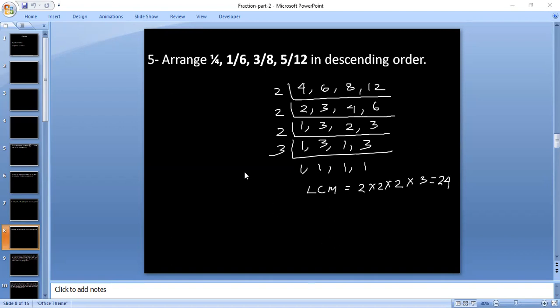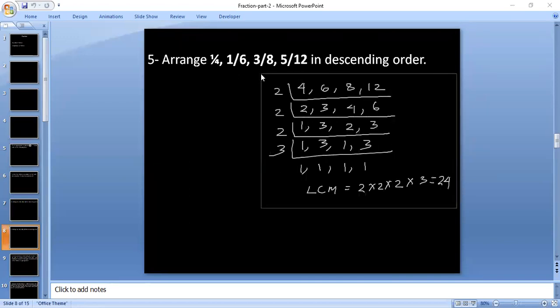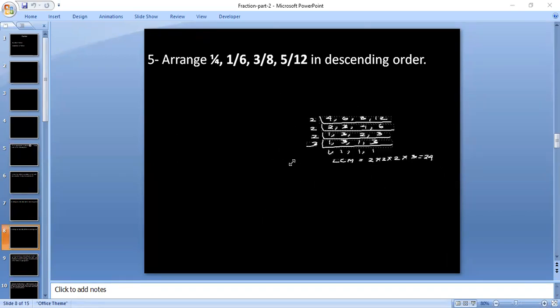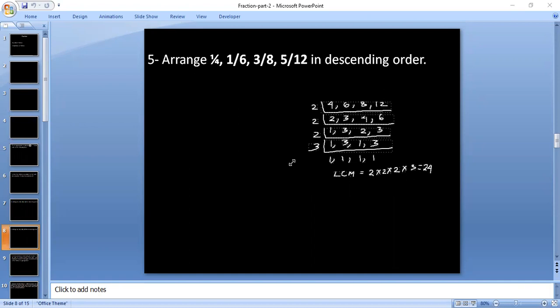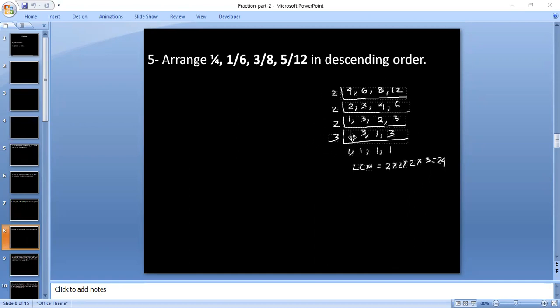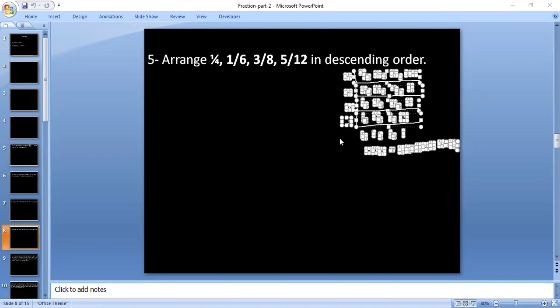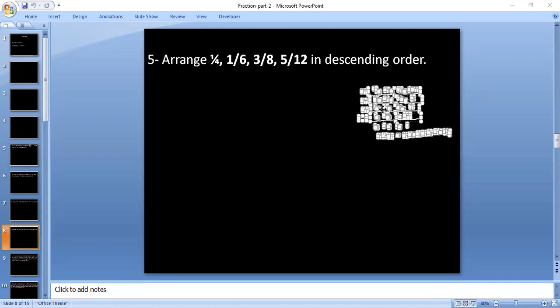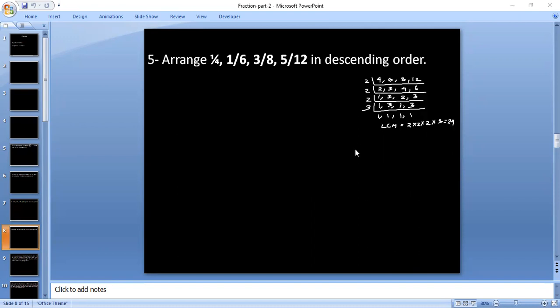So what should you do? You should convert each fraction to an equivalent fraction with denominator 24. Okay. So let's start.